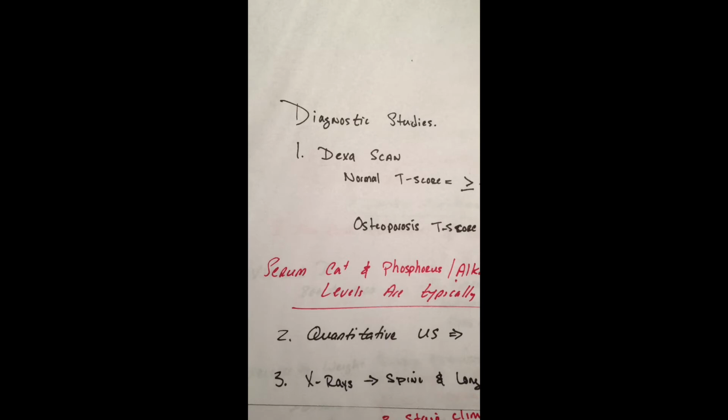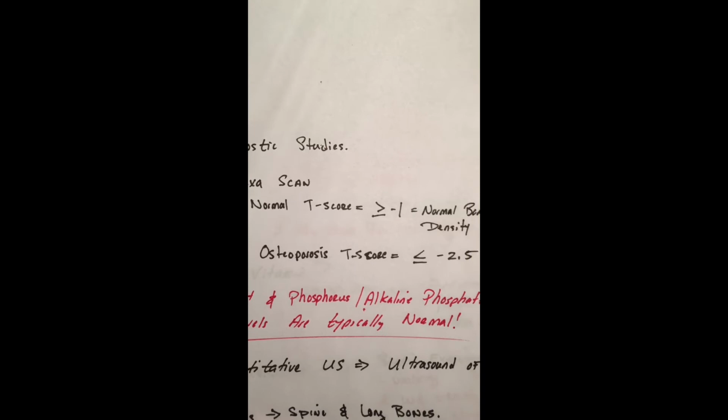Another thing that can be done is something known as the quantitative ultrasound. If you see that on the NCLEX exam, you must know that an ultrasound of the heel is what is actually being looked at. Again, the heel is what is actually being examined under the quantitative ultrasound.